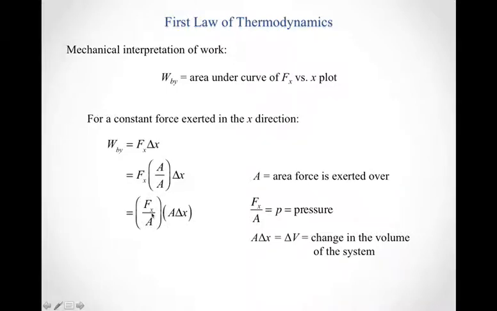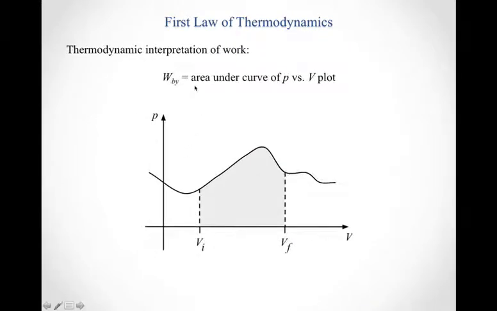And so what I see when I do that is that the force per area is our definition for pressure. Area times some little length, well, area times length is a volume. So A times delta x is equal to the change in the volume of the system. So I can reframe this equation as the work done by the system is equal to pressure times some volume change. What this means is that I can think about the area under the curve on a pressure versus volume plot. If I put pressure on the vertical axis and volume on the horizontal axis, then when I go from some initial state to some final state, the work done by my system is simply the area under the curve that shows how I progressed from my initial to my final state.